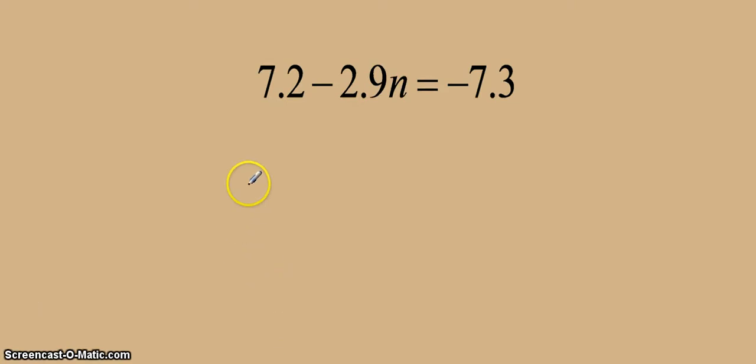In the last example, we have what we call a two-step equation. So we want to isolate the variable n. So first we need to get this term, negative 2 9/10 n, on the left side of the equal sign by itself. So we need to remove the constant term of 7 2/10. The opposite of 7 2/10 is negative 7 2/10.